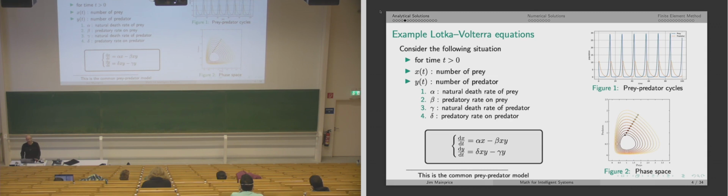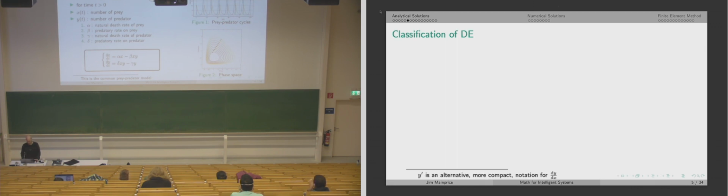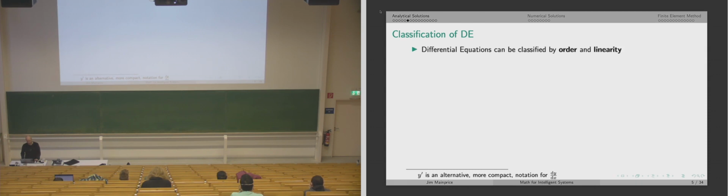So these graphs are visualizations of the solutions of these differential equations. But before we talk about how to get these solutions, we're going to talk about how we classify differential equations in general. The main classification is by order and linearity. We already talked about order. The order has to do with the highest derivative that is involved in the differential equation.